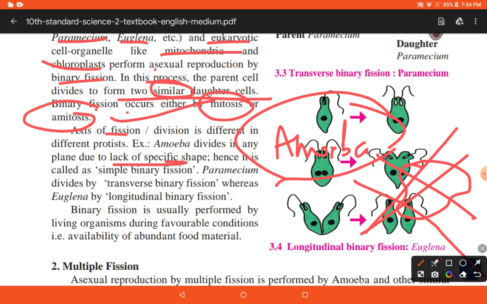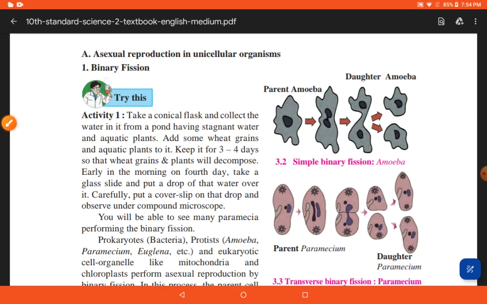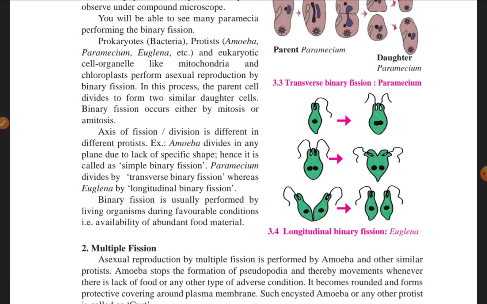Hence, it will divide by which process? Amoeba is going to divide by simple binary fission, right? Now I talk about paramecium. I told you a horizontal line cuts through. It's a transverse binary fission. Whereas euglena will divide by longitudinal binary fission. That's a vertical line. Now binary fission is usually performed by living organisms during favorable conditions. I told you, when abundant food material is available, they will reproduce in that way. These were the things discussed in asexual reproduction through the binary fission method.